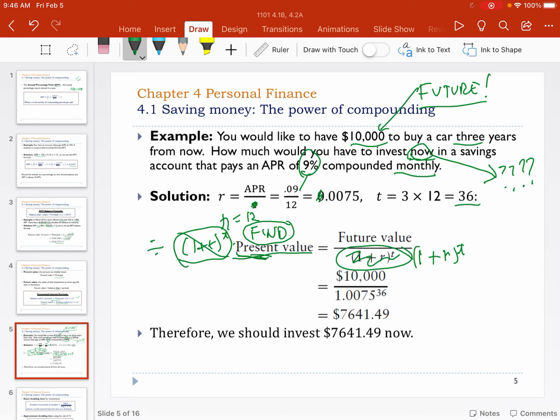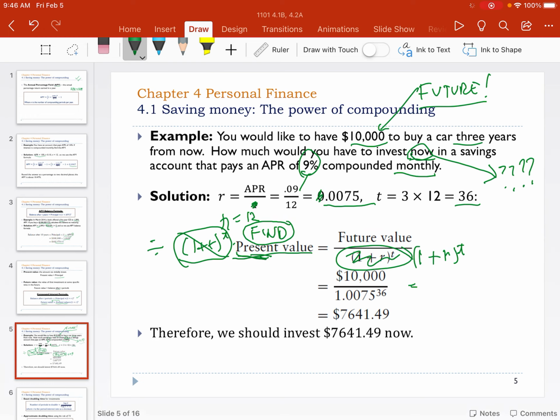So here's the deal. You take $10,000 and divide by your number, 1.0075. That's 1 plus r to the t. So 1 plus r, very easy. t is 36. No need for parentheses. Doesn't hurt, but you don't have to put them in here. But we would actually have to find out what that number is. Let me see what it is. Let me put an extra step in just for you. 1.0075 raised to the 36th power.